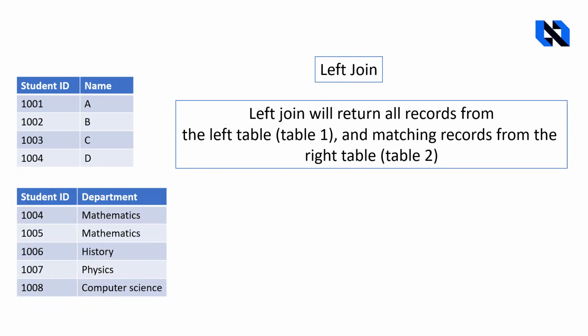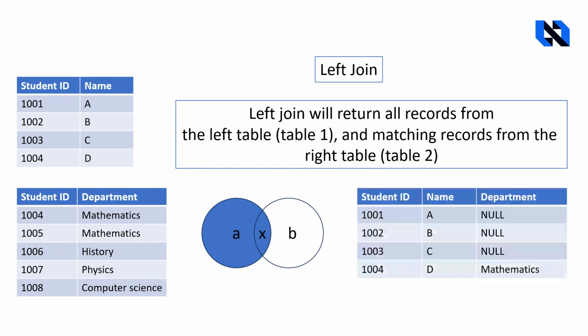The concept of the left join is that it would only return all records from the left table and matching records from the right table. If these tables have data that are not matching, it would return null. So if you look at the students table here, which is the left table, we have student ID 1, 2, 3, and 4 with student names A, B, C.